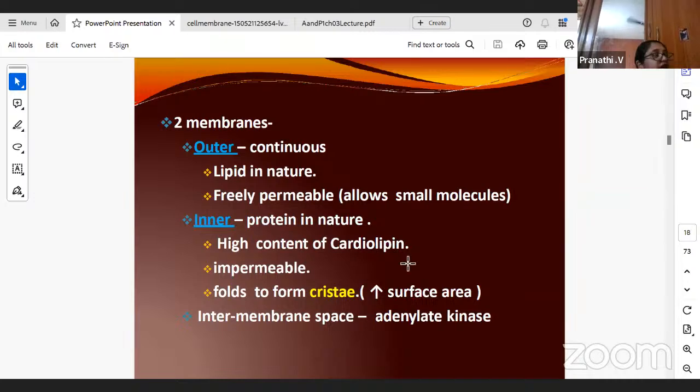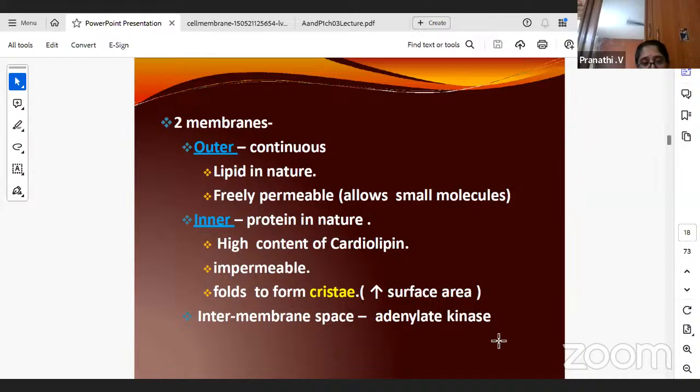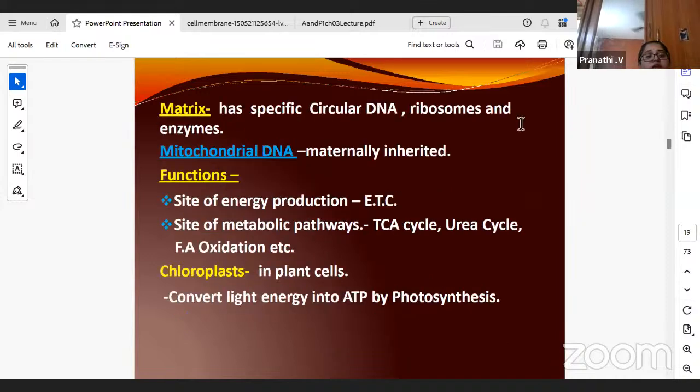Finally, the intermembrane space has your enzyme, which is adenylate kinase. Now, the mitochondrial matrix has a circular DNA present. It has ribosomes and it has different kinds of enzymes. And your mitochondrial DNA, whatever is present, is completely, there is no doubt about it, maternally inherited. So because of which, whatever mitochondrial disease you're talking about, for example, lupus, I think lupus is a maternally inherited disease, if I'm not wrong.